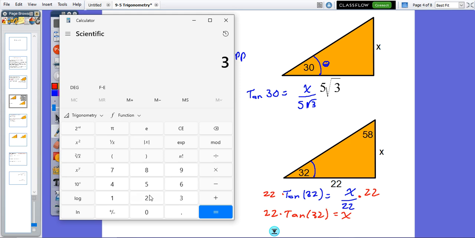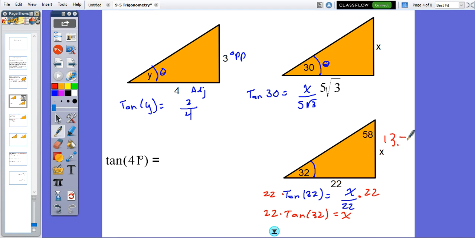So we'll take 32, and then we're going to do the tangent of that. When doing so, you should get a decimal number for tangent 32, like 0.6248 and so on. And then we're going to take that times 22. In doing so, you should finish with 13.747 or 13.75. That should be your length when you put this in the calculator.